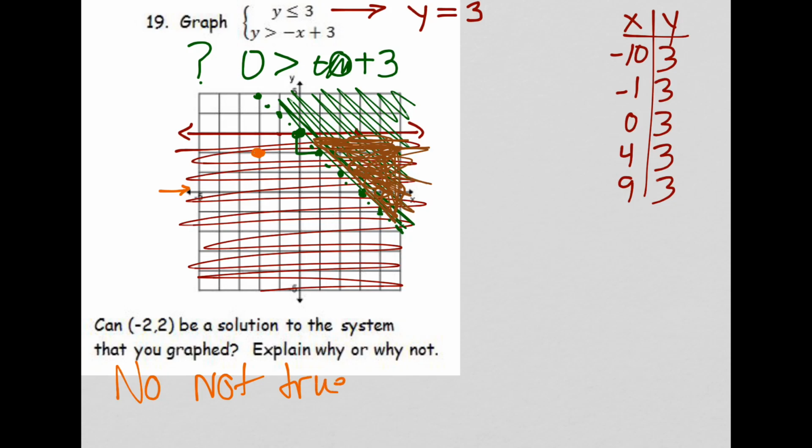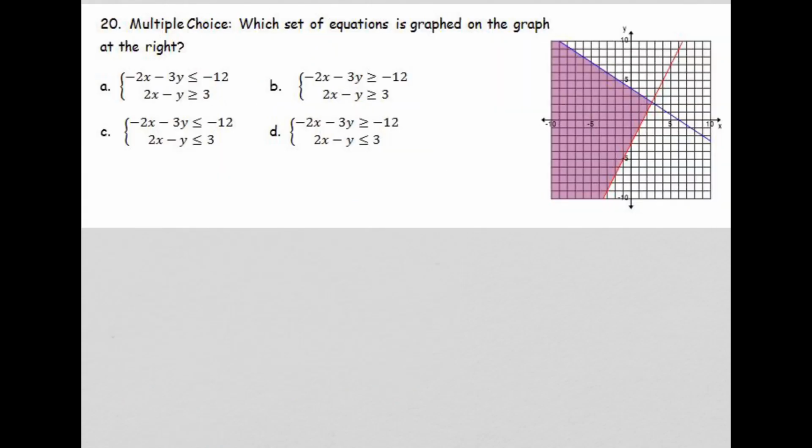Not true for both. So just for fun, I know you don't really have to do this on your review, but let's find a possible solution. A possible solution is going to be a number in this region right here. I'm thinking like 4, 2. 4, 2 would be a definite possible solution because it's in that region right there. Okay? So that's what it means to be a solution to a system of inequalities.